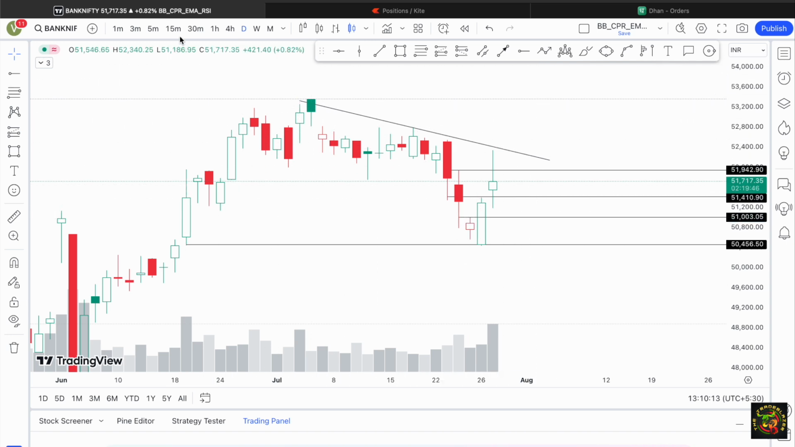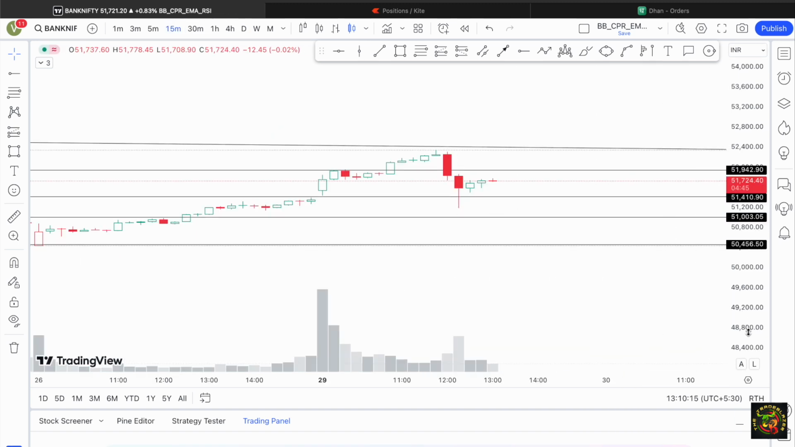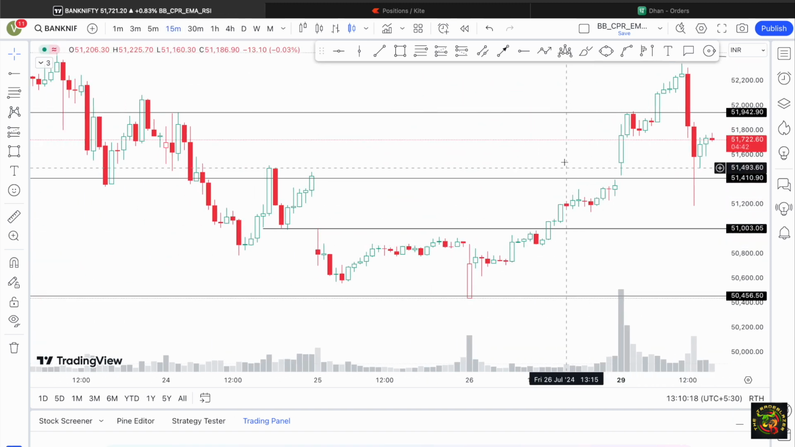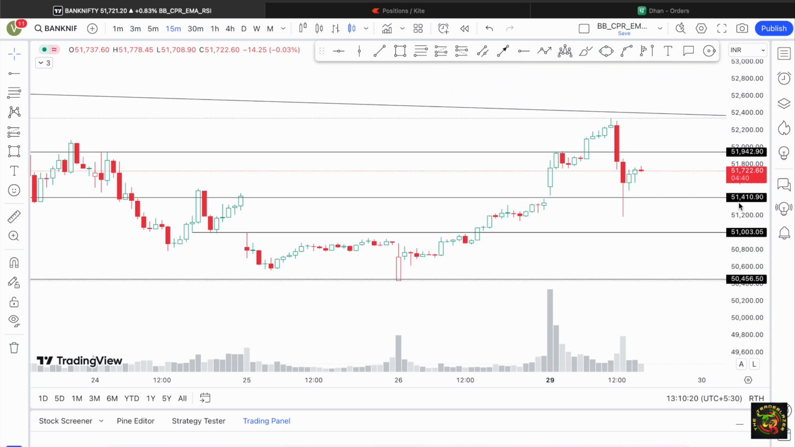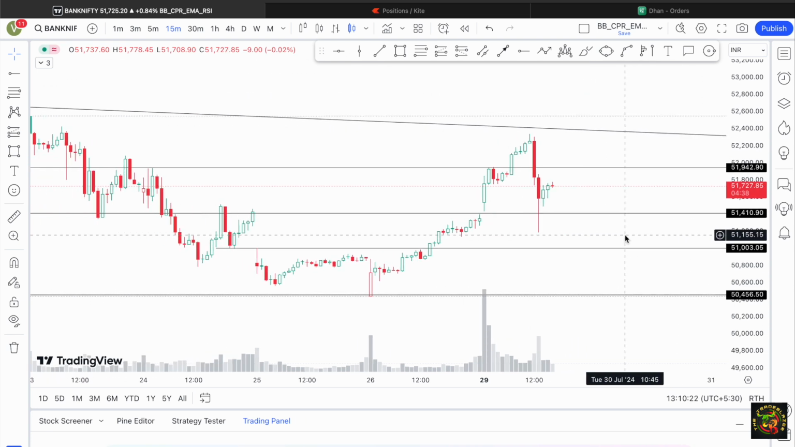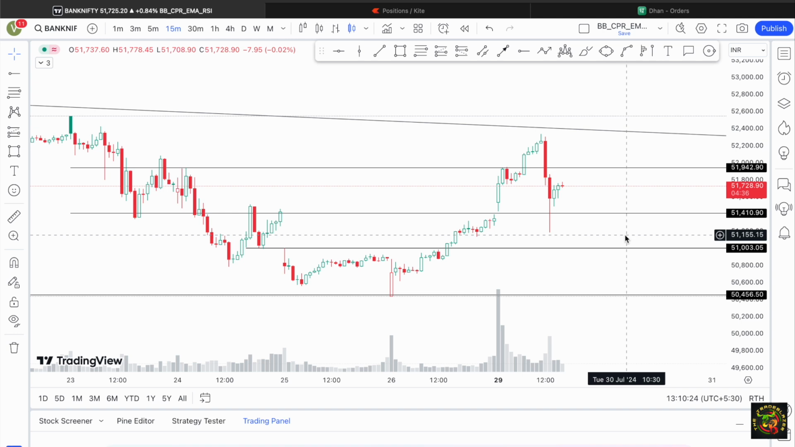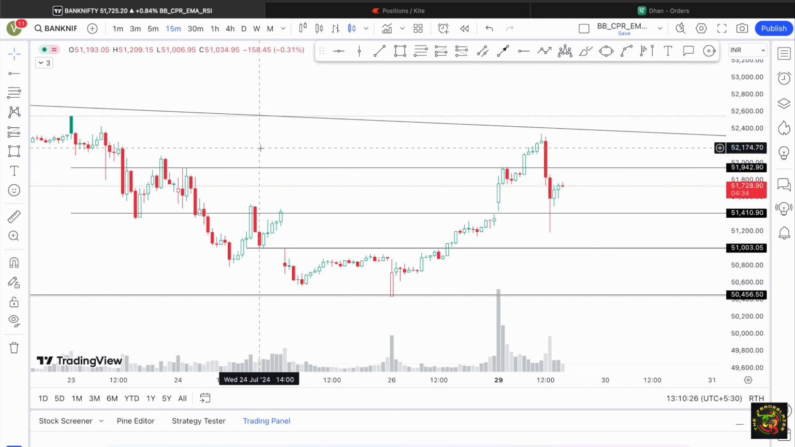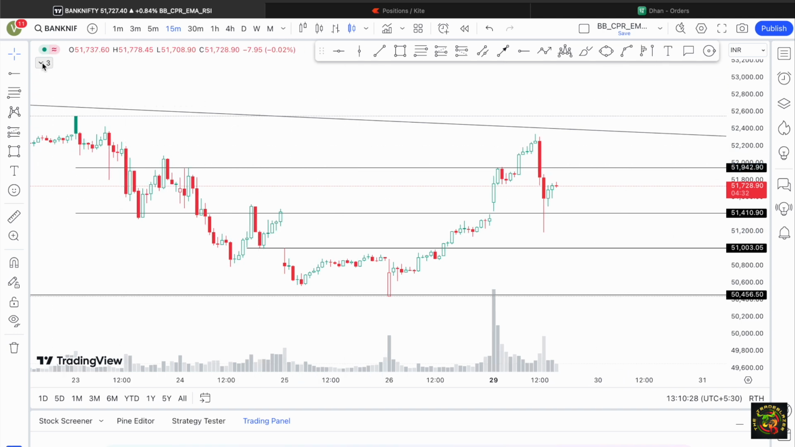So let me switch back to the lower time frame. This is how it looks in the lower time frame, right? These are the important levels that we have marked on the chart for today's intraday trading. Having said that, somebody was asking me about the indicators that I'm hiding here. So these are the indicators that I have here.